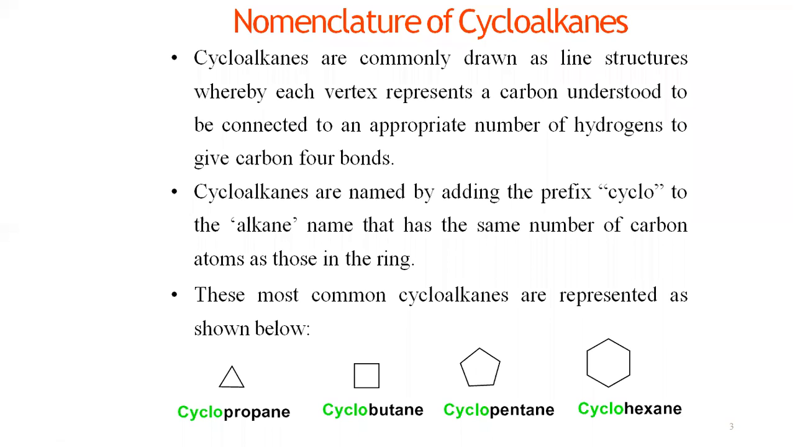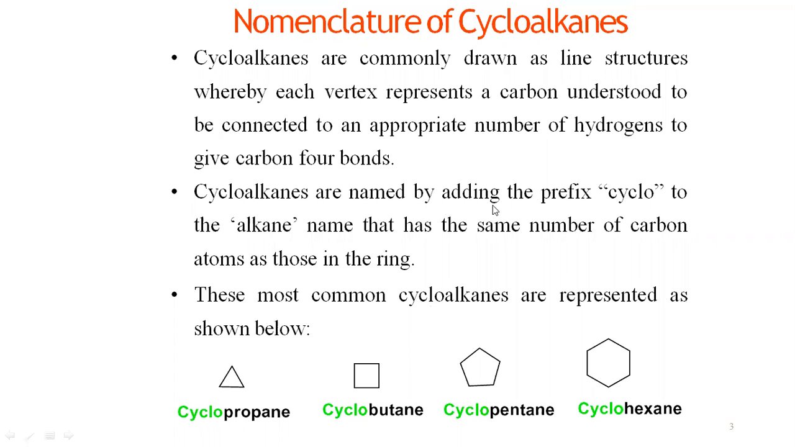So cycloalkanes are commonly drawn as line structures, whereby each vertex represents a carbon understood to be connected to an appropriate number of hydrogens to give the carbon 4 bonds. Whenever they form a vertex or an angle while joining carbon to carbon, there is addition of two more hydrogens so that each individual carbon atom in the cyclohexane molecule will satisfy the valency of carbon, that is 4.